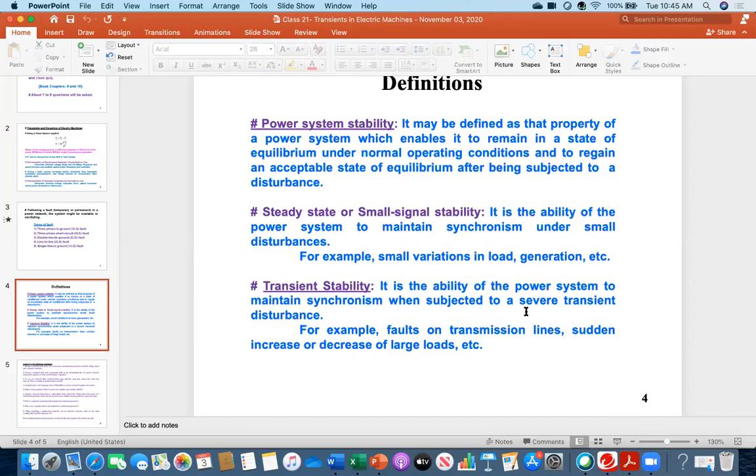But if the system maintains synchronism, then you will say, oh, my system is transiently stable. My system can withstand, can tolerate such a huge disturbance. That is transient stability. So everybody, could you see the difference between steady state or small signal stability versus transient stability? Is everybody fine?